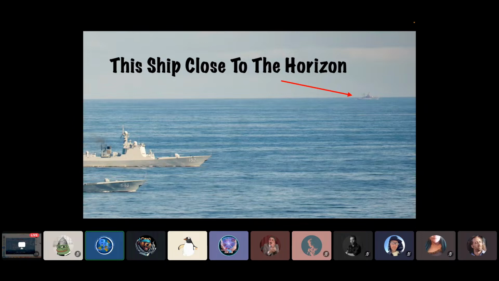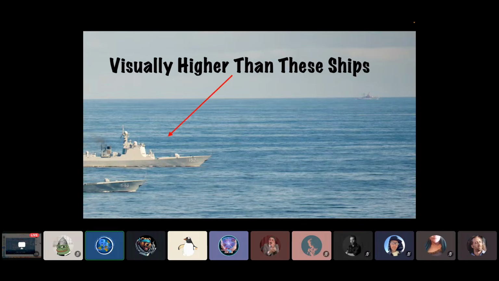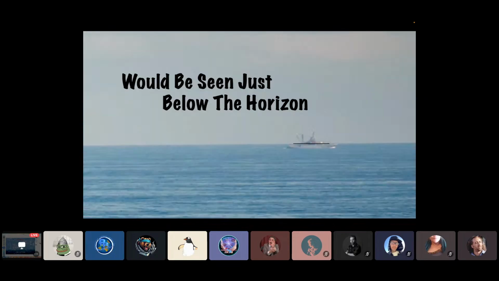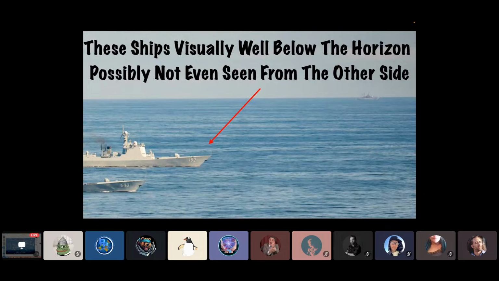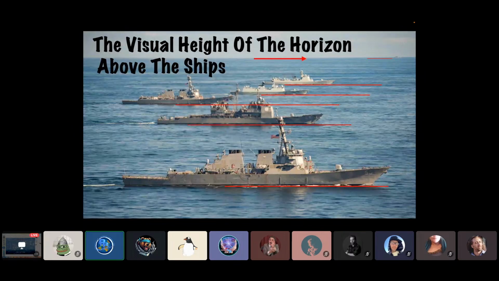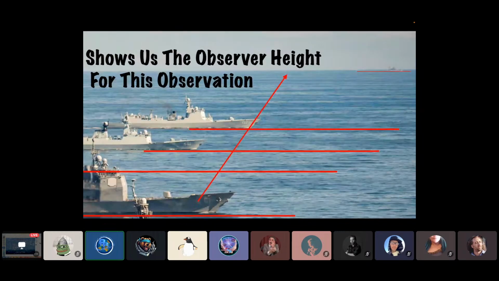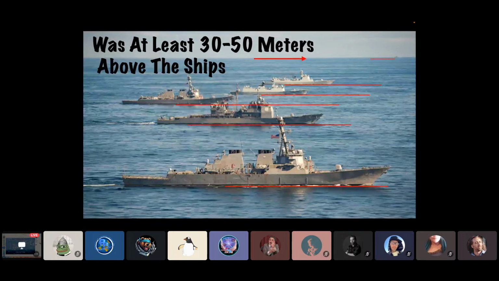Yeah, so we've got that ship that's really close to the horizon, which I had to zoom in on, is visually higher than these ships. This is a point where I'm going to get to something a bit later. If we were on the other side of the horizon, that's how we would see it. Now, we know that all these ships, sorry, hold it, where am I going here? These ships are visually well below the horizon, possibly not even seen from the other side. That's a point for the other part. So here we have the visual height of the horizon above the ships. Kind of shows us how high the observer is, right?